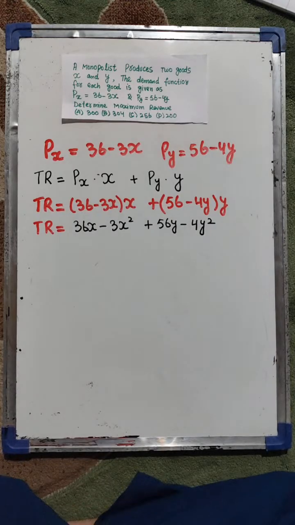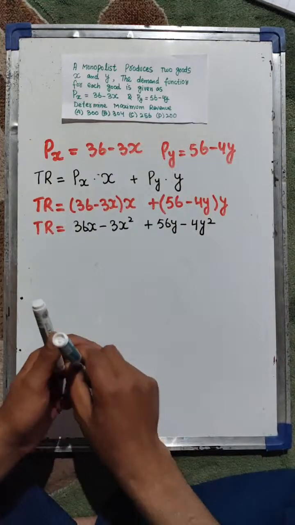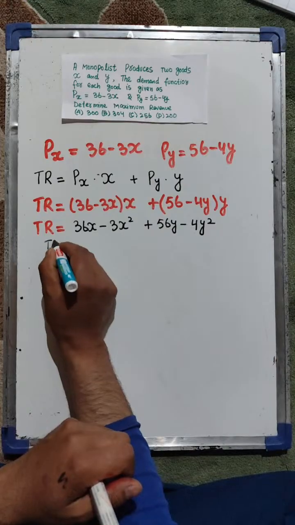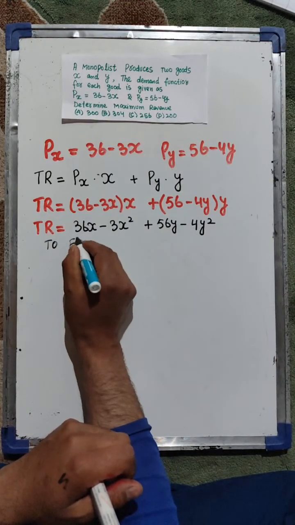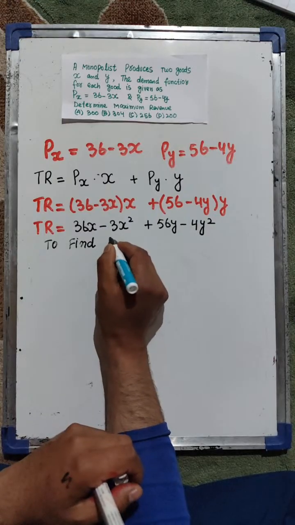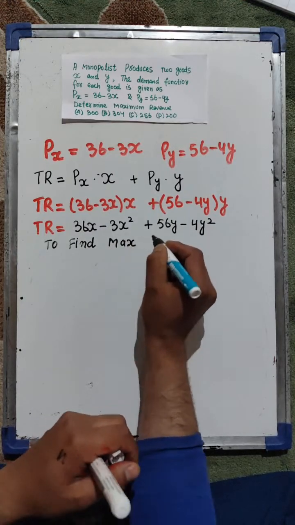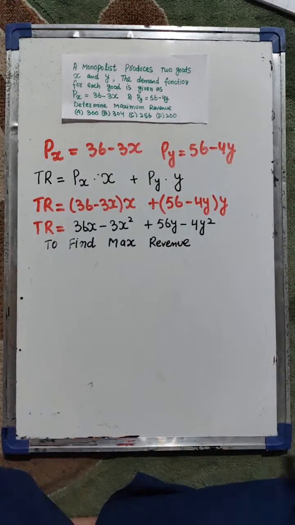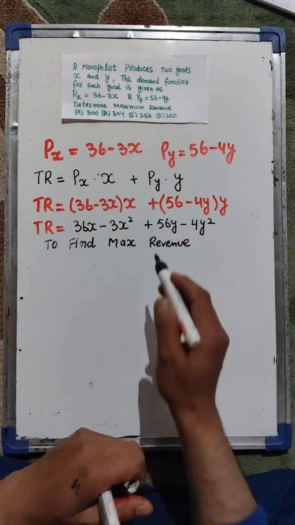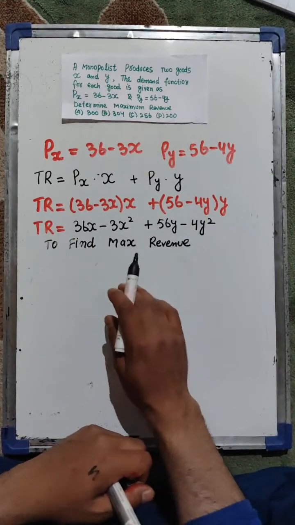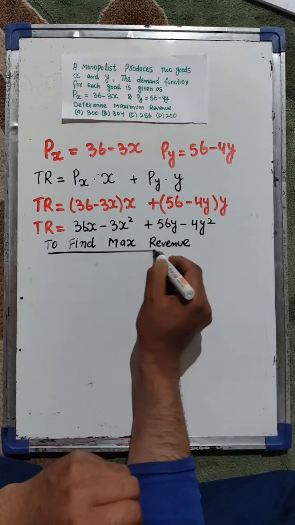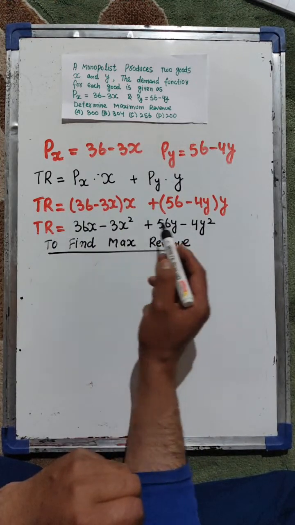Now we need to find out the maximum revenue that this monopolist will get. So to find out maximum revenue, what will we do? We will differentiate. We will differentiate this revenue function partially with respect to X and Y. So what will we do? We will find out the marginal revenue of good X and marginal revenue of good Y.